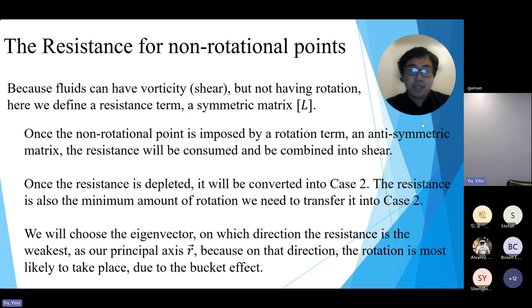The resistance is also the minimum amount of rotation we need to impose on this point to make it into the second case, which is about to rotate. Thus, due to the bucket effect, we will choose the eigenvector in whose direction the resistance is the weakest as our principal axis R. That is because in that direction, the rotation is most likely to occur.